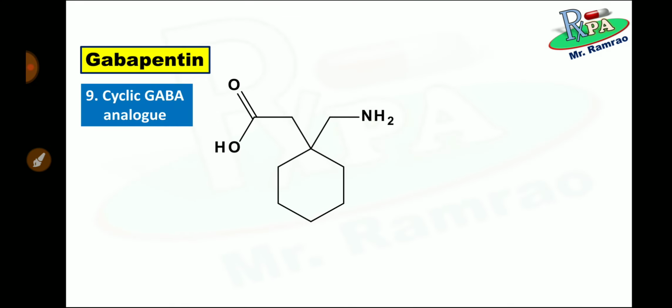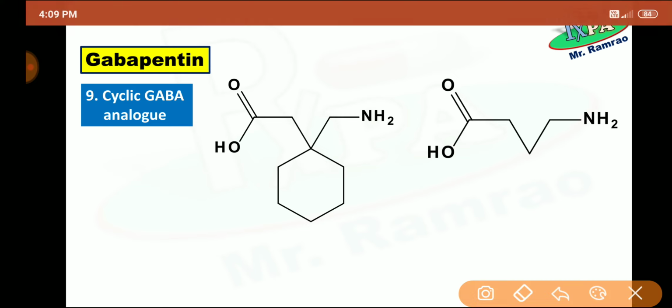Next molecule, which belongs to the class of cyclic GABA analog. Why it is called a cyclic GABA analog, that we will see, and the name of the molecule belonging to this class is gabapentin. Why gabapentin, that also I will show you. First we will see this molecule.